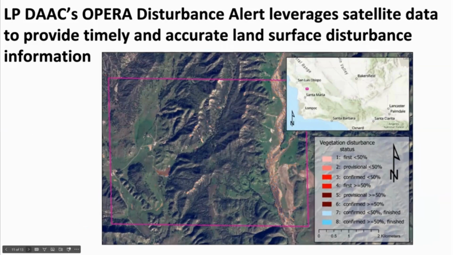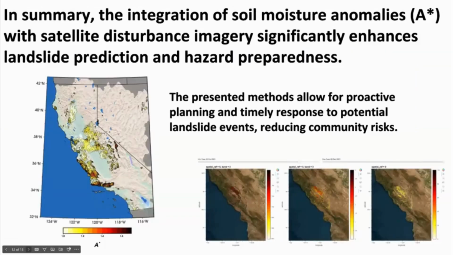Final slide, please. So using the A-star model in conjunction with Opera's disturbance product represents a novel and effective way to map landslides, offering significant improvements in prediction accuracy, timely detection, and comprehensive risk management. This innovative approach enhances our ability to prepare for and respond to landslide events, ultimately contributing to better hazard mitigation and safety measures.